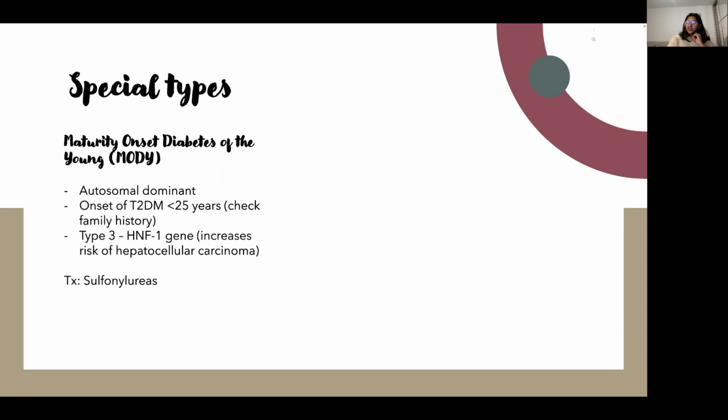There's a special type that you can know about, type 3, which increases your risk of liver cancer. Again, that is one of those rogue questions you might get. Don't waste too much of your time trying to remember that.